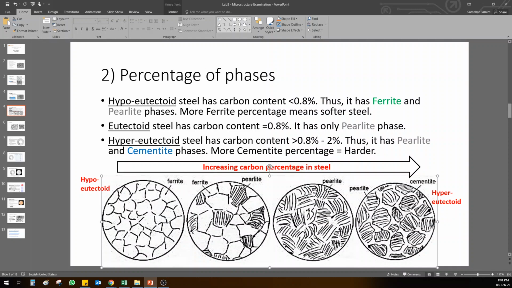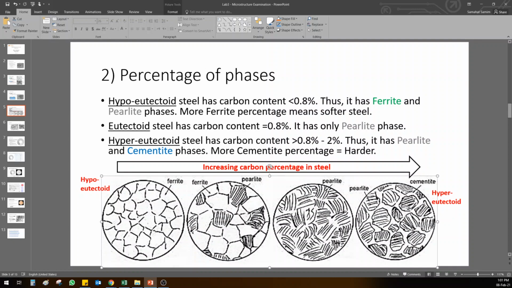If there is ferrite and some pearlite inside, this is also inside the hypoeutectoid region. Okay, remember this too for hypoeutectoid. All ferrite is hypoeutectoid, and ferrite plus pearlite is also hypoeutectoid region, which means it's soft steel.